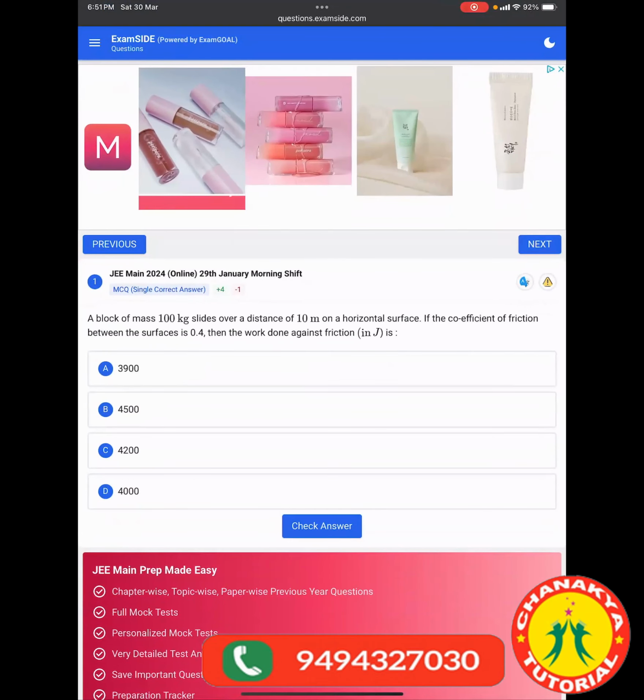A block of mass 100 kg slides over a distance of 10 meters on a horizontal surface. If the coefficient of friction between the surfaces is 0.4, then the work done against friction is? Please calculate quickly. Calculate the work done by friction, then you put +1. Quickly, guys. In 10 seconds, it should be done.